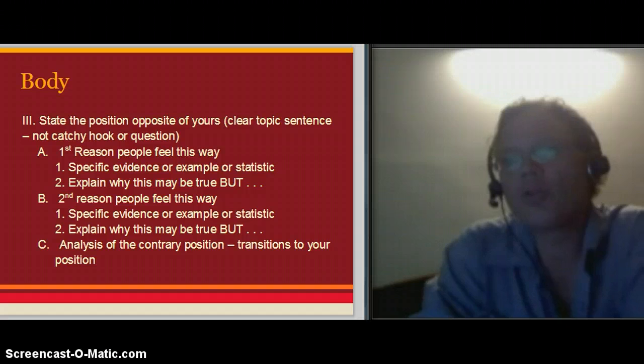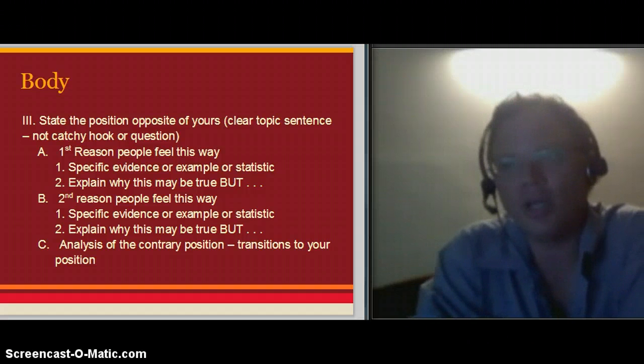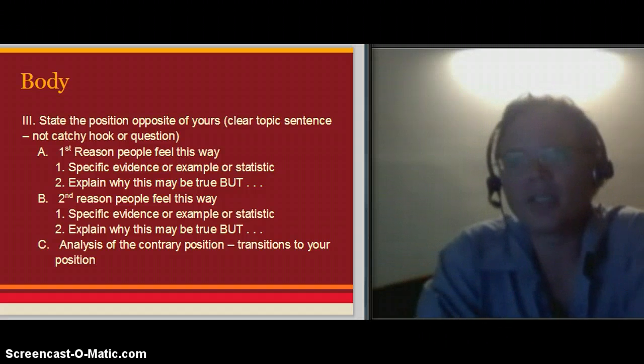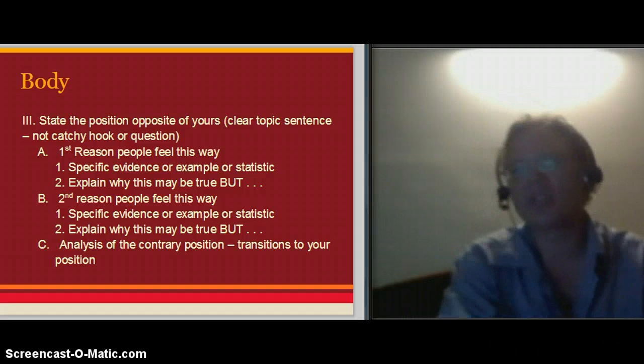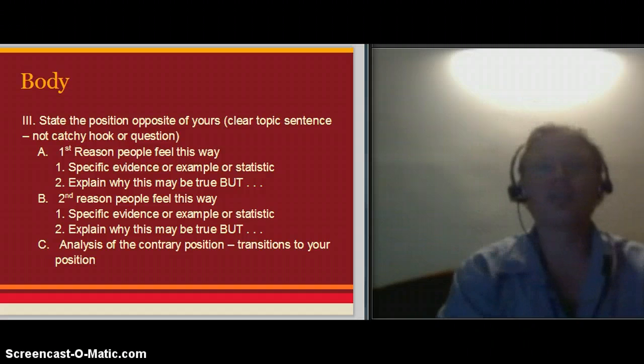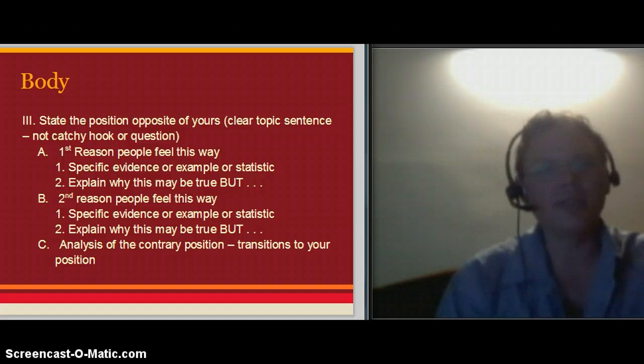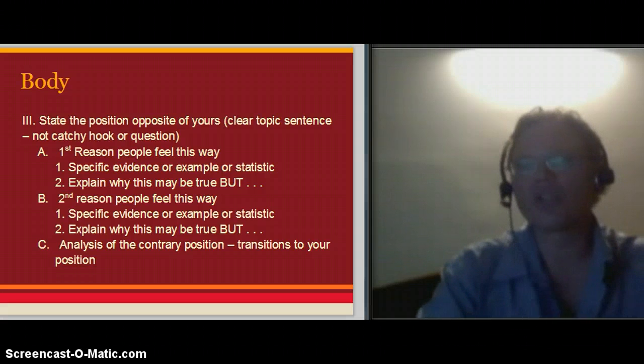So going to the second reason is going to be similarly formatted. Give specific evidence or examples or statistics, and there again explain why it may be true, but then if you can downplay it so that it doesn't seem as logical, then that's good. It's going to help your end argument. And then analyze the contrary position.